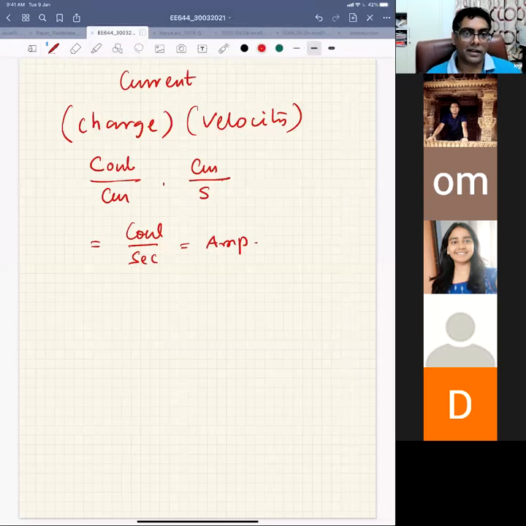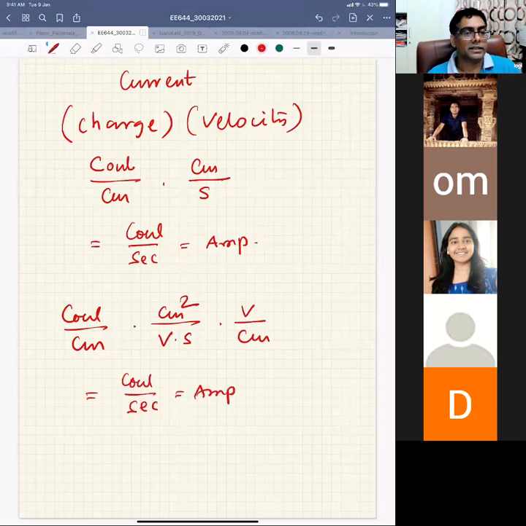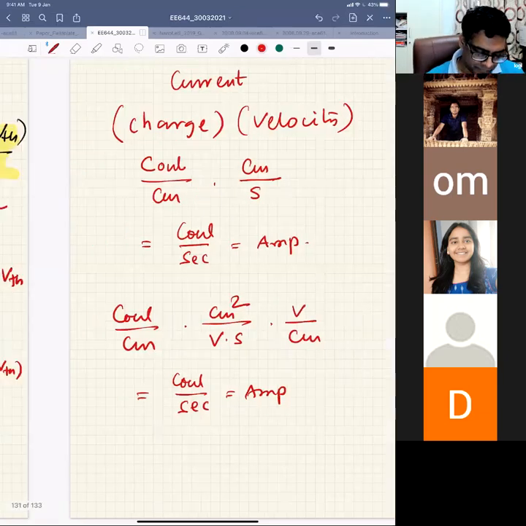Otherwise you could also do coulomb per centimeter times mobility, which is centimeter square per volt second, times volt per centimeter. So this also becomes coulombs per second, and this will become ampere. Yes, sir. And sir, can you please go back to the diagram?